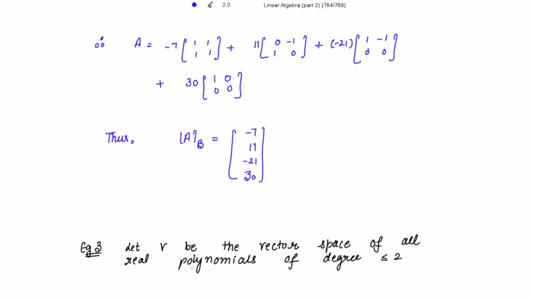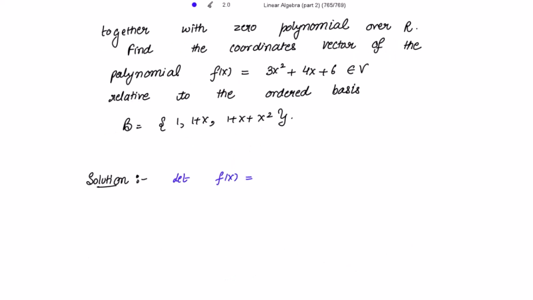Third one is, let V be the vector space of all real polynomials of degree less than or equal to 2, together with the 0 polynomial over R. Find the coordinate vector of the polynomial f(x) equal to 3x squared plus 4x plus 6 that belongs to V relative to the ordered basis given as 1, 1 plus x, 1 plus x plus x squared. So f(x) is now in the polynomial form, just writing the linear combination with the ordered basis and taking again the scalars to be alpha, beta, gamma.